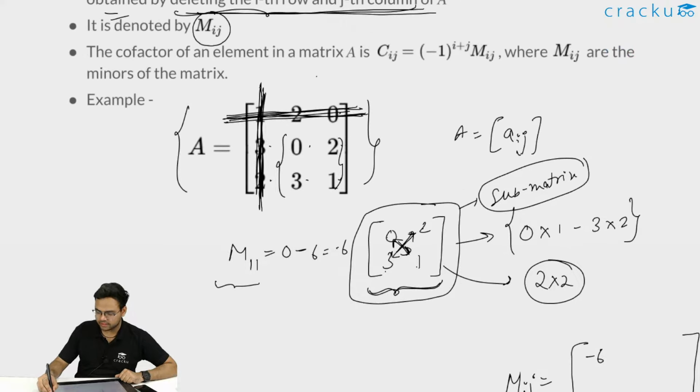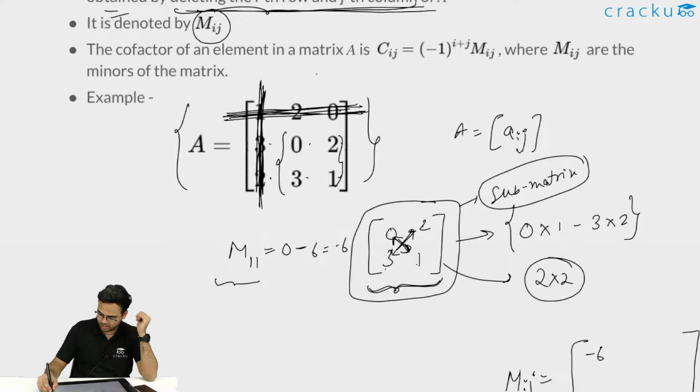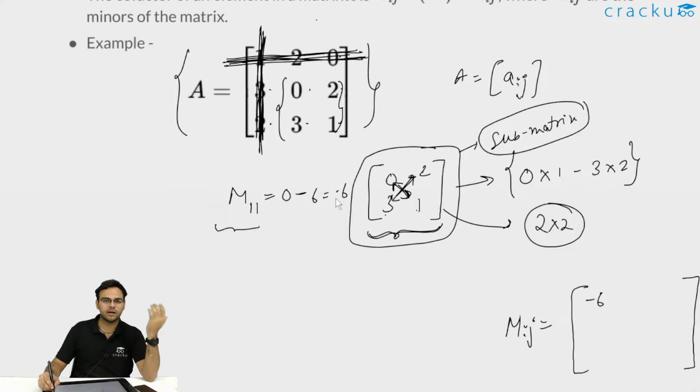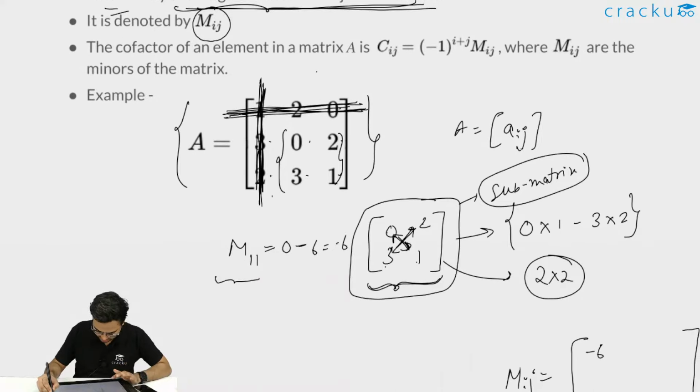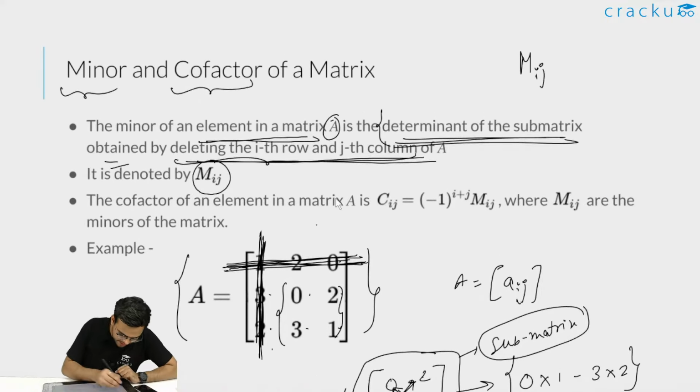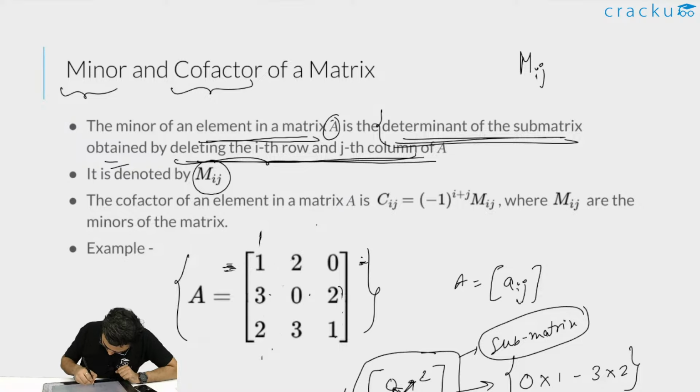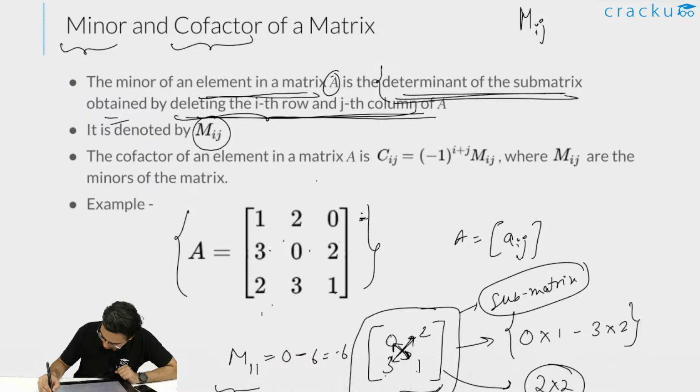Also, there is a corresponding element for each element of the original matrix. So the order of both matrices, that is the original matrix as well as the minor matrix, will be the same. If it is 3 cross 3, this will also be 3 cross 3. If it is 4 cross 4, then the other will also be 4 cross 4. So this is about M11. Now let's calculate M12.